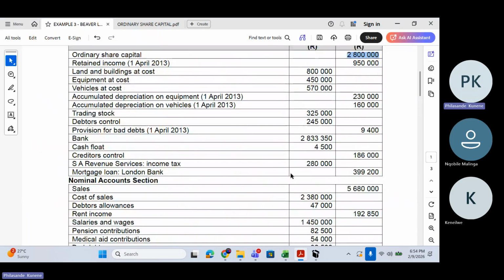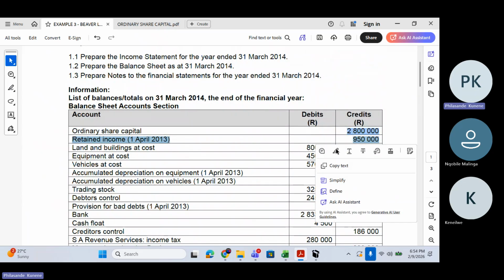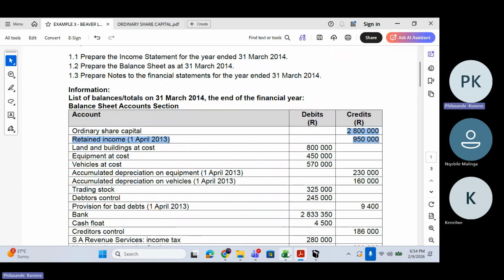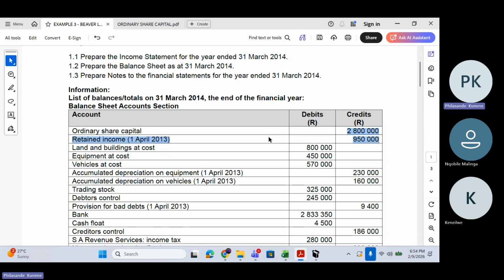They gave us retained income here at the beginning of the year. How much is this? 950,000 rands. So this will be my balance at the beginning, 950,000 rands. Can you see? They told us that it is the balance at the beginning because they gave us a date here. Retained income, 1 April 2013, is 950,000 rands.